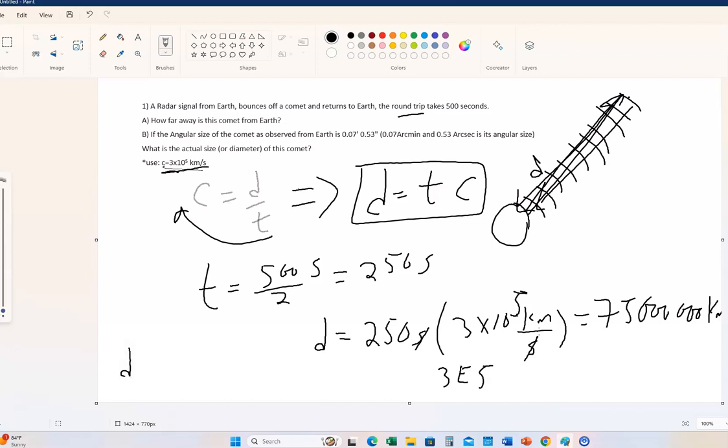Traditionally we write this as, so here's the answer: d is equal to 7.5. There's 6 zeros, and then I moved it one more place, so the decimal place is implied right here. There's 3, there's another 3, and there's one more. So that's going to be 7.5 times 10 to the 7th kilometers. All right, so that's the answer to part A. All right, so let's do part B.